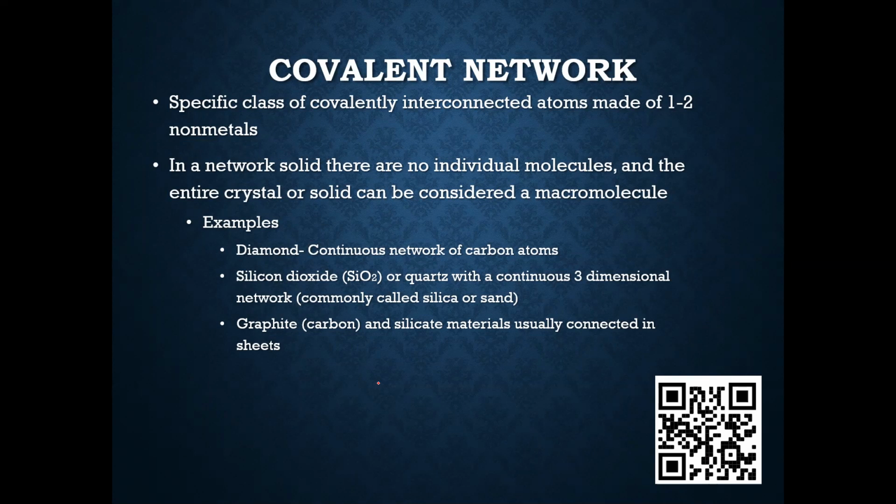Carbon and silicon are typically the main ones that are involved in this, due to the fact that they have the ability to make bonds on every side. This allows this network to kind of expand because it can make bonds repeating in patterns.